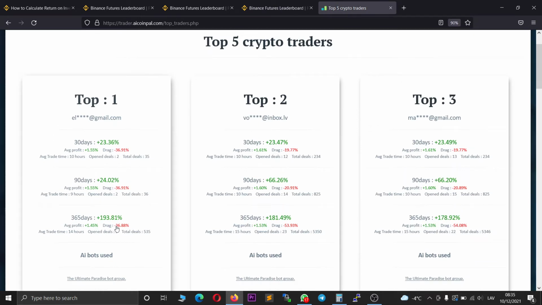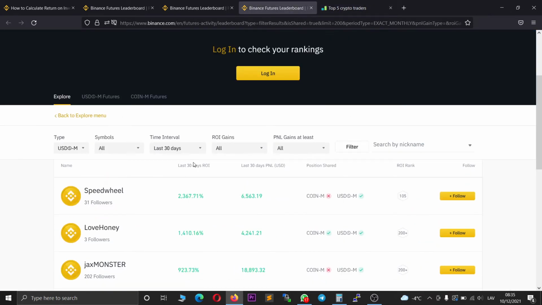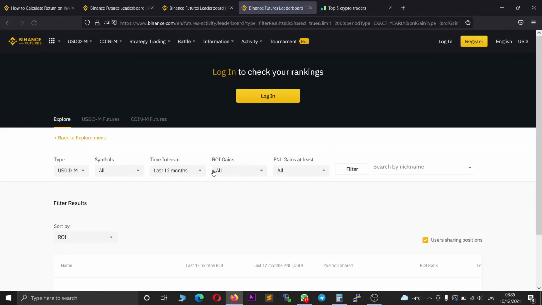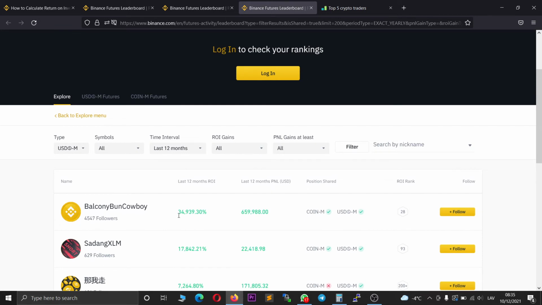So for a year you can also multiply it by 200 leverage, and then your downdrag will be minus 72%. That will increase your profit by 40,000%. That will be 40,000% over the last 12 months. Filter. And you're getting pretty close to these top traders right here.